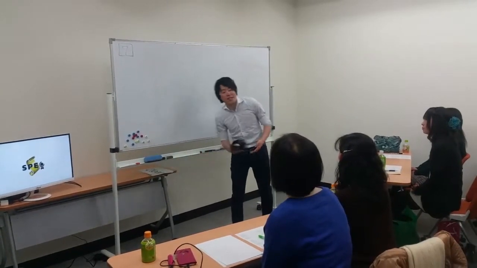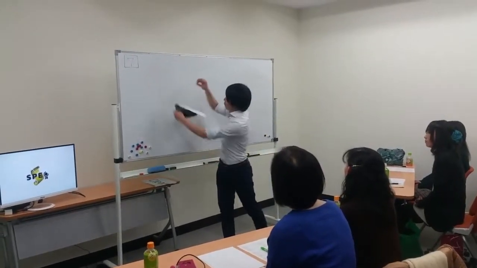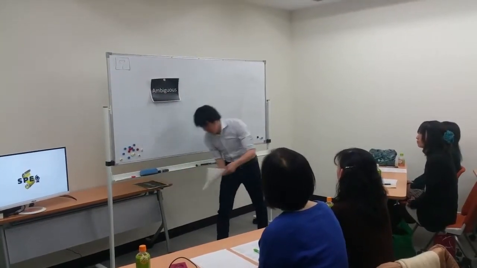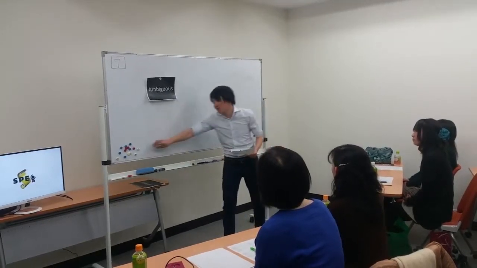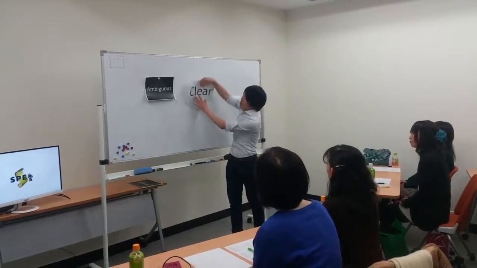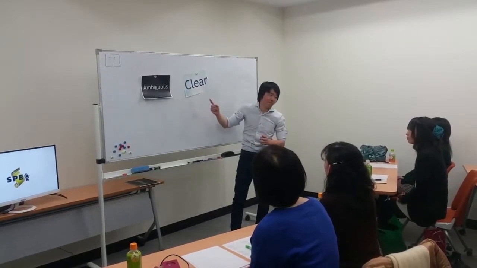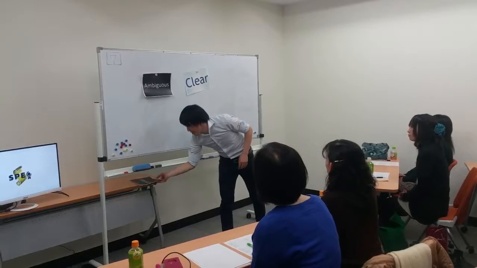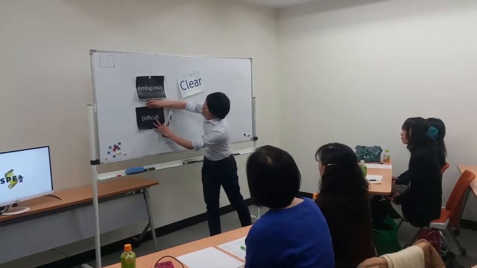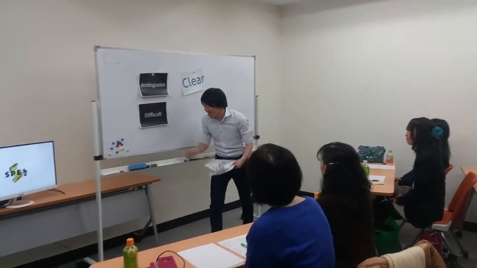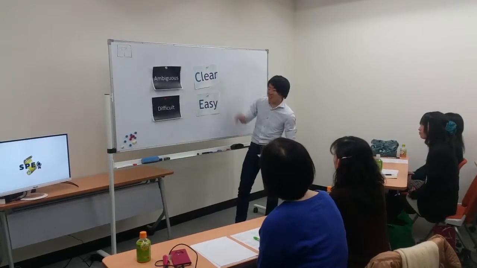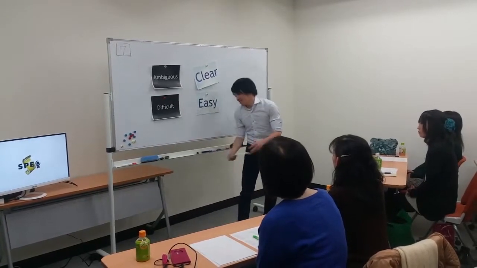Okay, as I said, there are two tips for having a good science presentation. The first one is not to use ambiguous, obscure words, but to use clear words. And the second one is not to use difficult words, but to use easy and understandable words.